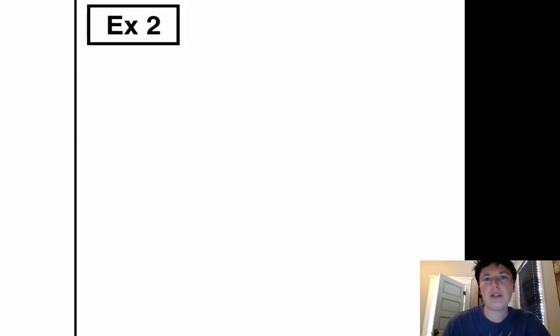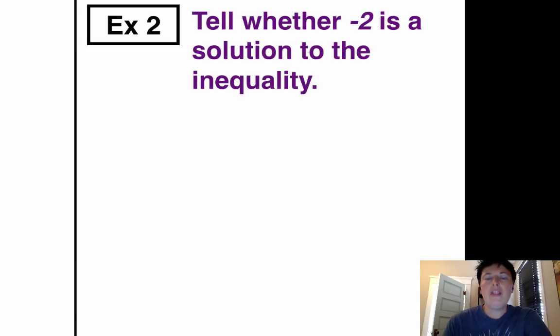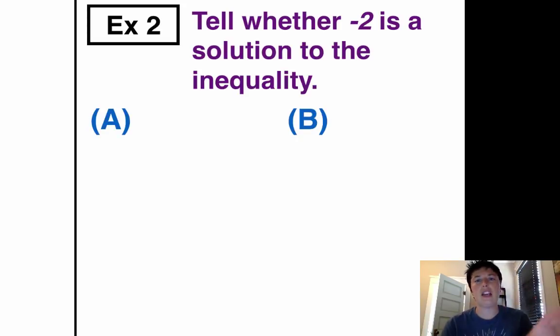Okay, example 2, we're moving on. Okay, next problem. This is what we're going to do. Tell whether negative 2 is a solution to the inequality. We're going to see if negative 2 is a solution. It's kind of like we're going to check our answer. And here's our inequality. We're going to do 2 parts. We're going to have an A and a B.